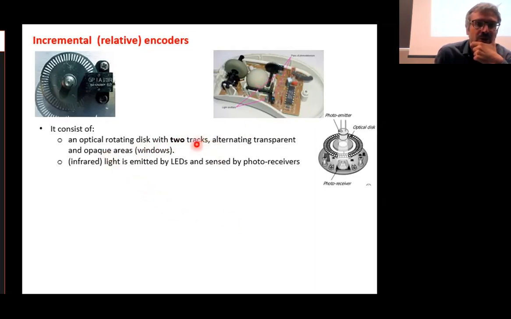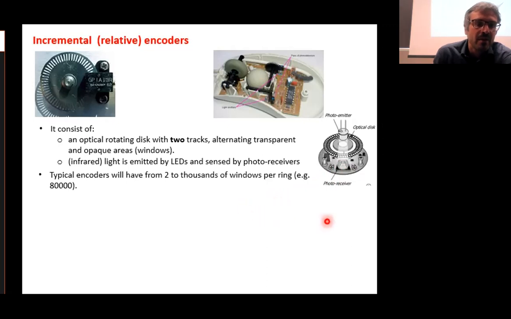So as I said, it is a rotating disk with not only a single set of holes, because that is very simple, only for the mouse, but in the robots, we have two tracks. So we have two sets of hole patterns. And we still have this infrared LED that is sensed by the photoreceiver underneath. A typical encoder can have from 2 to 1,000 windows per ring. As I said, for IQ, we have 80,000 windows.